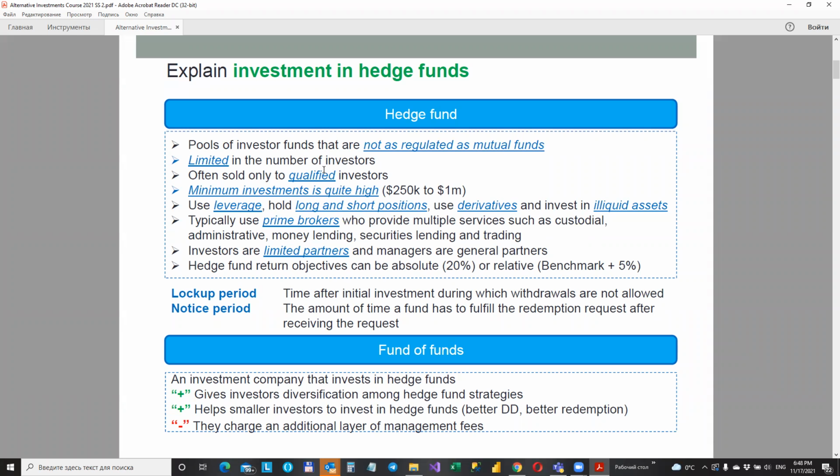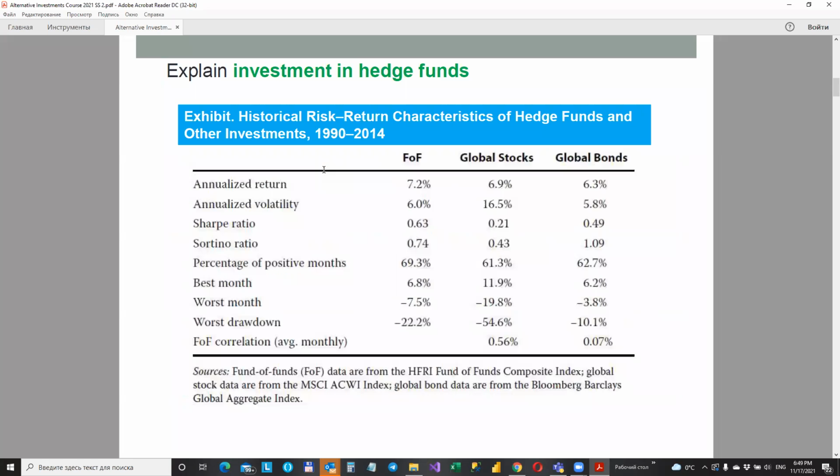So here is a short slide with all the characteristics of the hedge fund and funds of funds, their pros and cons, brought to one place. So I highly suggest you keep the slides, and it will help you when you prepare for the tests, exams, etc.